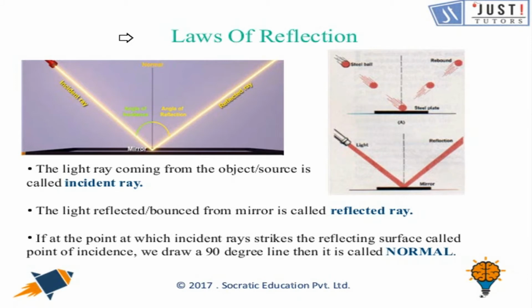Now we have some laws for reflection. The light ray coming from an object is called the incident ray, and when it is bounced back by a mirror or an object here, that is called the reflected ray. If at this point of incidence you draw a perpendicular line, then you get the normal. The angle between the incident ray and the normal is named the angle of incidence, while the angle between the normal and the reflected ray is named the angle of reflection, as you can see here with the example of a ball. That's the incident ray, the path followed by the ball, and when it gets bounced back, that's the reflected path, and this is the normal here.